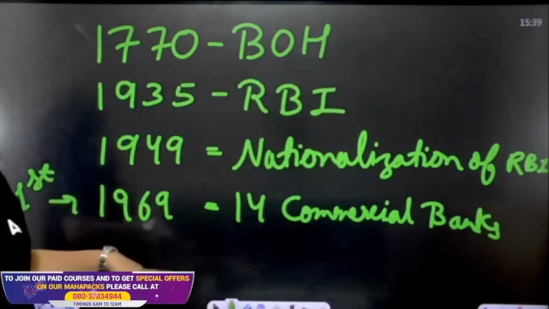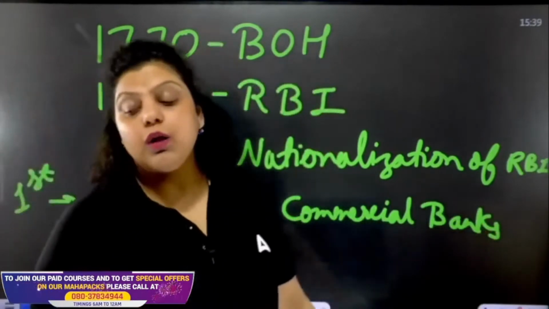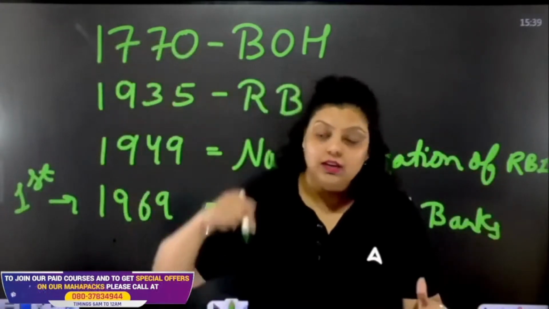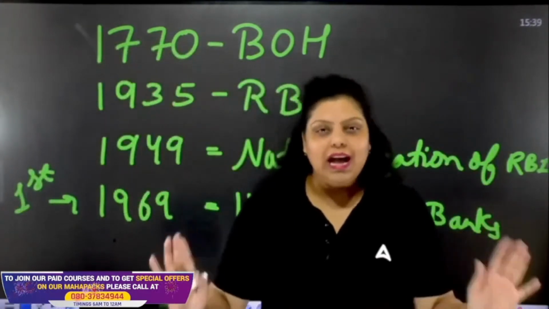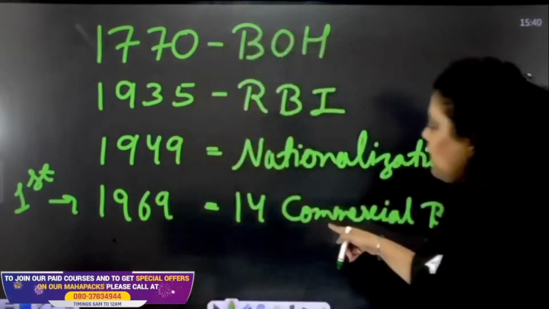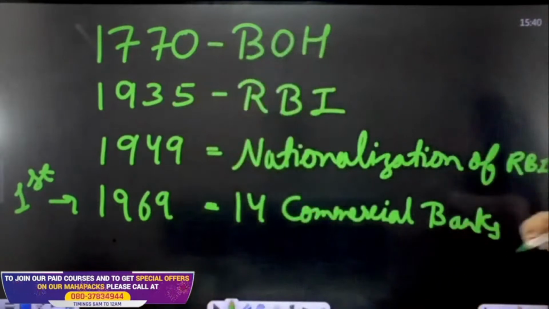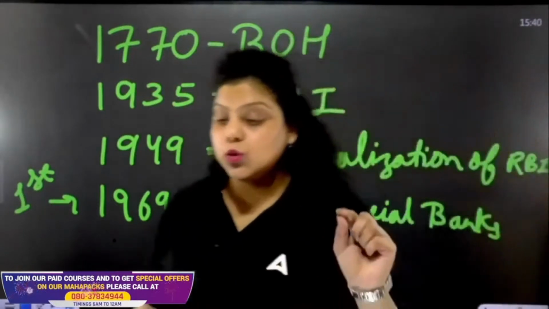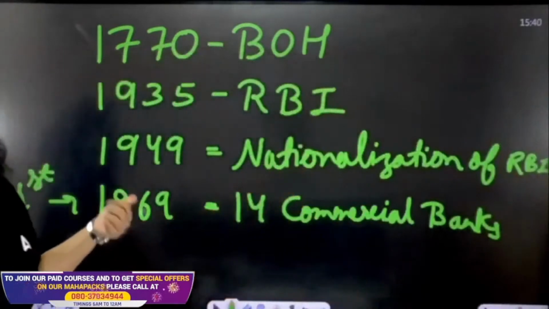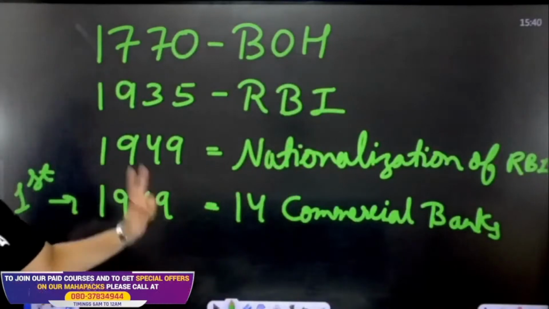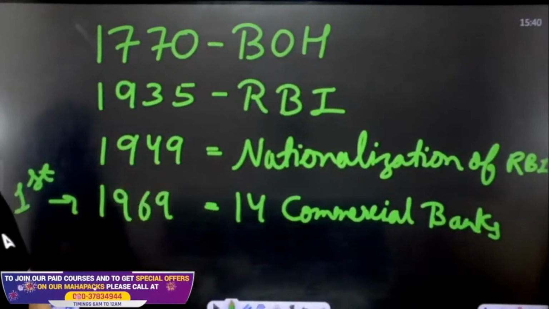Now why only 14? The first bank of India was Bank of Hindustan, established in the year 1770. Since then till 1969, did we only have 14 banks? No, we had many banks at that time also. But why only 14 banks? Because the government gave a criterion here. Only those banks will be nationalized which have 50 crore public deposit, right? Those which have 50 crore public deposit will be known as commercial banks.